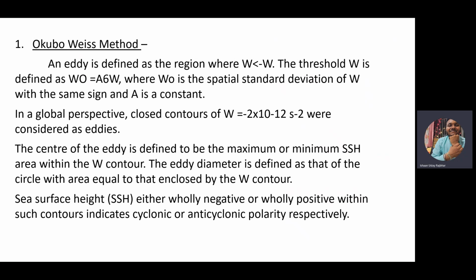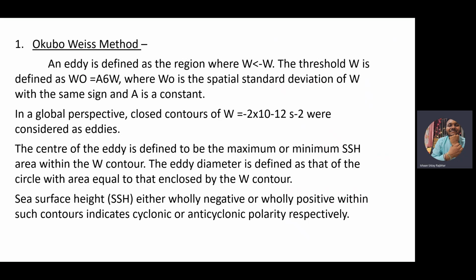Now, the Okubo-Weiss method. Basically in this method, an eddy is defined as the region where W is less than minus W naught. The threshold W naught is defined as W naught equal to A sigma W, where sigma W is the spatial standard deviation of W in the region and A is a constant. In a global perspective, closed contours of W with this value are considered an eddy.